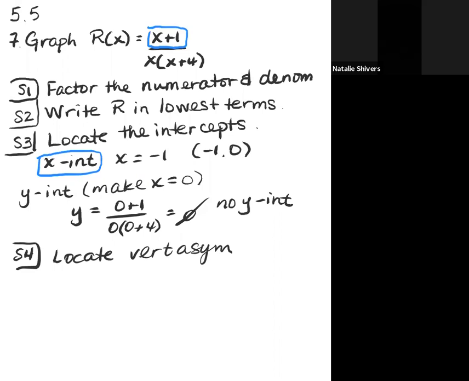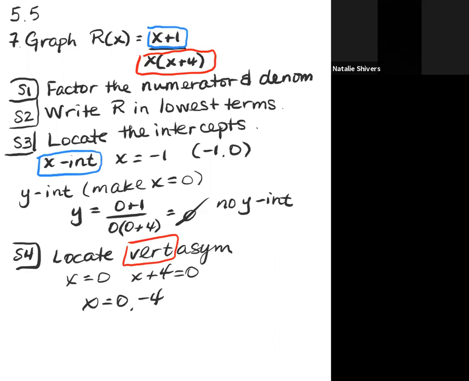Again, we're going to take the bottom and set it equal to 0. So x equals 0, x plus 4 equals 0. So our vertical asymptotes are x equals 0 and -4. Step 5, we're going to go to a new page. Locate the horizontal or oblique asymptote.